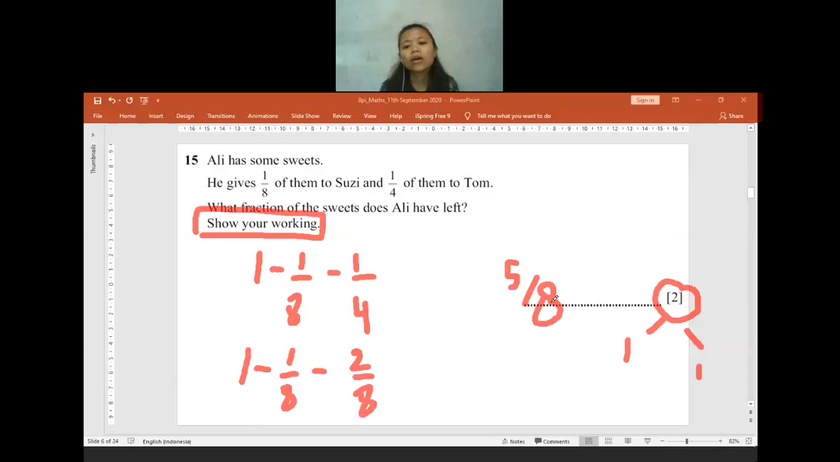Is there anyone having any question? Or maybe is there anything that we need to discuss more? Is there anyone having any question? Or maybe you are confused? If you are confused, 1 in here means 8 by 8. Why do I do subtraction? You have to read the question. Give to someone and then give to another one. Like if I have something and then I give it to someone, it means the amount will be getting lesser. Because it is getting lesser, I have to do subtraction. That's why I do 1 minus 1 per 8 minus 1 per 4.